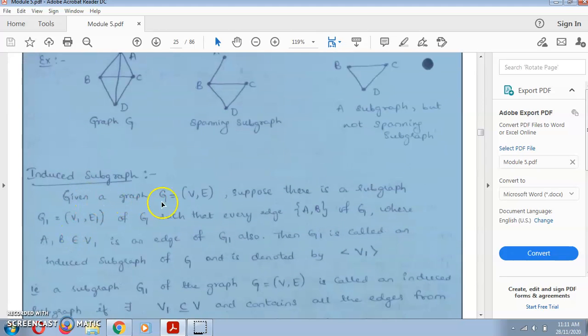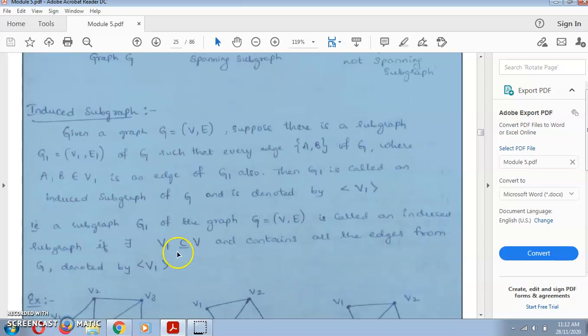Induced subgraph. Given a graph G equals V comma E, suppose there is a subgraph G1 equals V1 comma E1 of graph G such that every edge A comma B of G, where A and B belong to V1, is an edge of G1 also. Then G1 is called an induced subgraph of G.